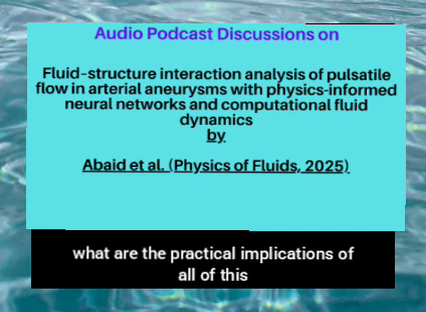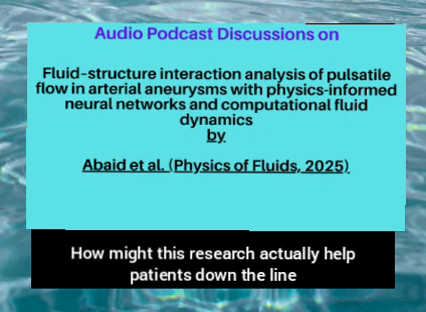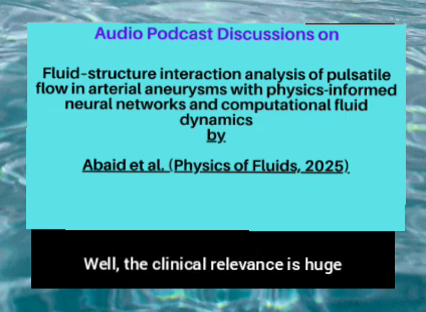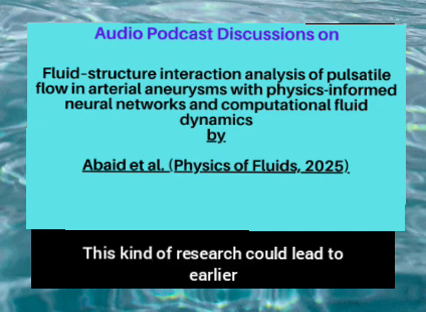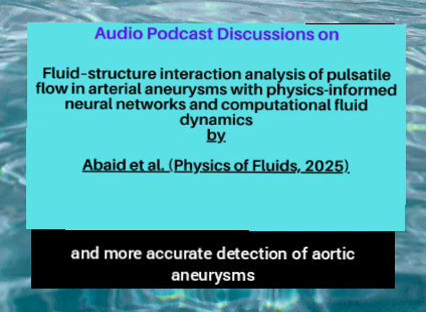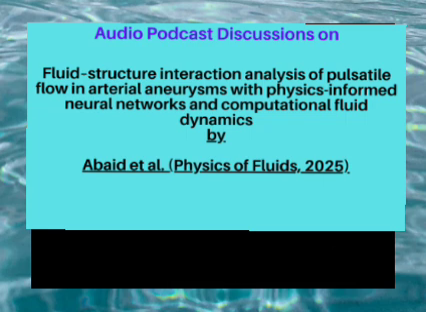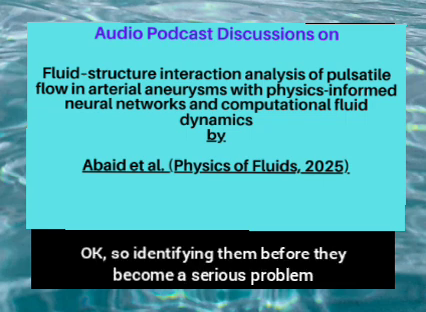So big picture, what are the practical implications of all of this? How might this research actually help patients down the line? Well, the clinical relevance is huge. This kind of research could lead to earlier and more accurate detection of aortic aneurysms, especially in people with Marfan syndrome. Okay, so identifying them before they become a serious problem.